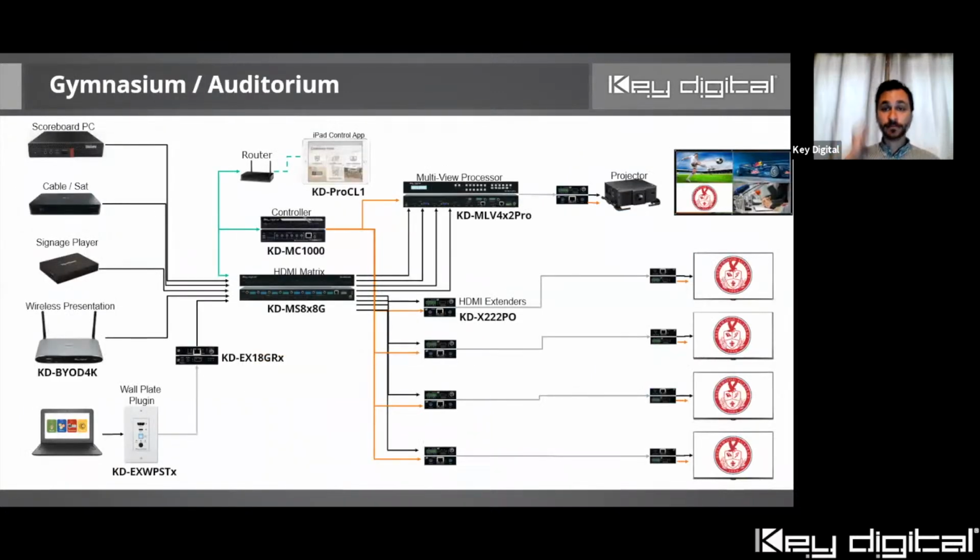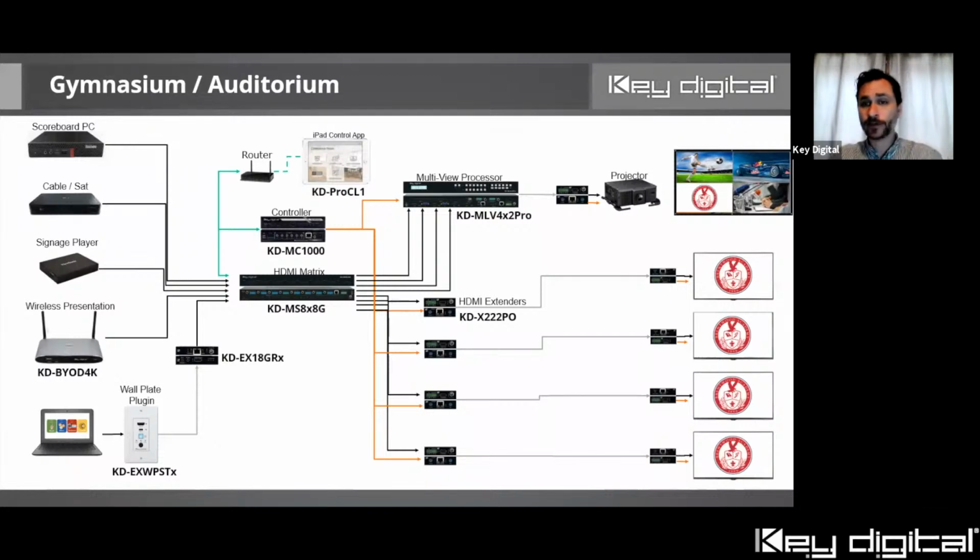Or here's a gymnasium, auditorium, and educational facility. Here you do see this multi-viewer as part of an overall larger system, right? Where you have a number of sources, including a scoreboard PC, digital signage, and a plug-in feeding into our matrix. And you can have multi-viewers on the projector, and they had a number of additional standalone displays that aren't receiving the multi-view feed. They're going directly from the matrix. So the matrix is feeding the multi-viewer, essentially giving you access to up to eight sources into that multi-viewer.